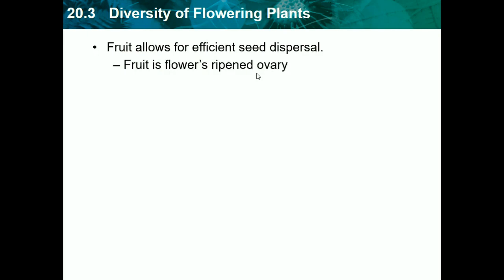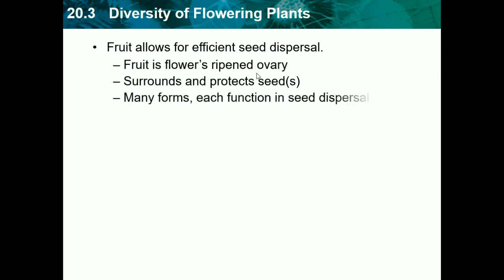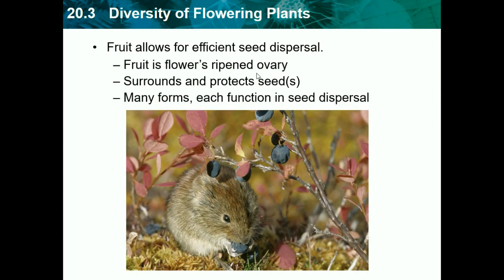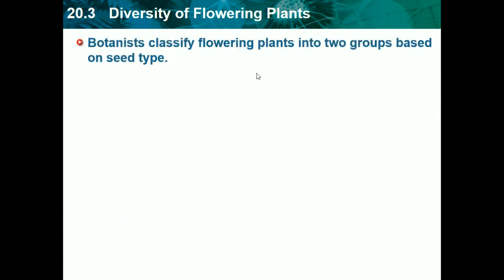Fruit is a flower's ripened ovary. It surrounds and protects the seeds. Many forms of fruit function in seed dispersal. Botanists classify flowering plants into two groups based on seed type. A cotyledon is an embryonic seed leaf.